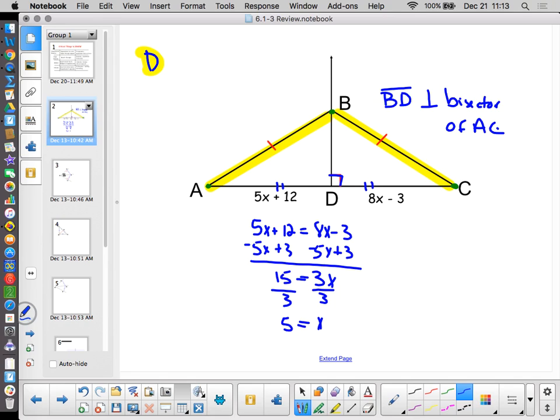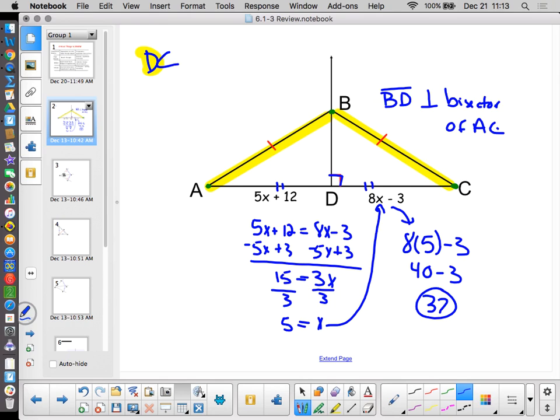Here we go. How about D in blue? There we go. So DC is 8 times 5 minus 3. We have to substitute that 5 in for x. So that's 40 minus 3. So 37 is the length of DC.